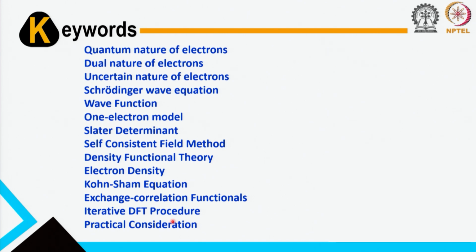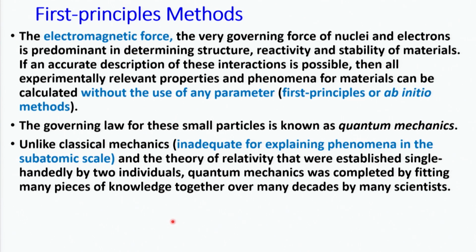We'll start from the definition of first principle methods. Essentially, the electromagnetic force is the governing force of nuclei and electrons, and it is predominant in determining the structure, reactivity and stability of materials. If we can accurately describe this electromagnetic force, then all experimentally relevant properties and phenomena of materials can be calculated without the use of any parameters. That means we don't need to supply any external parameters. That's why these are called first principle or ab initio. Ab initio means from the beginning.